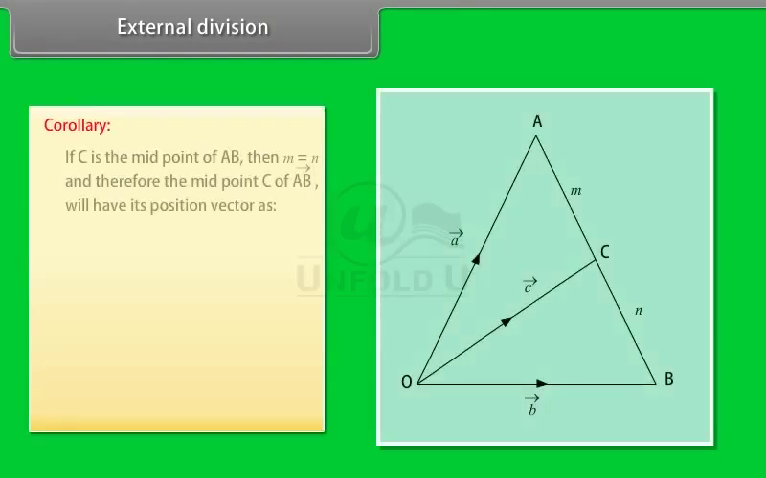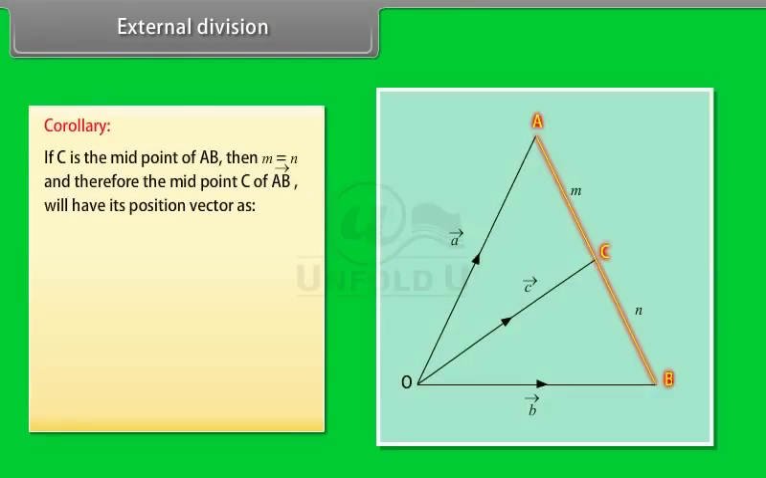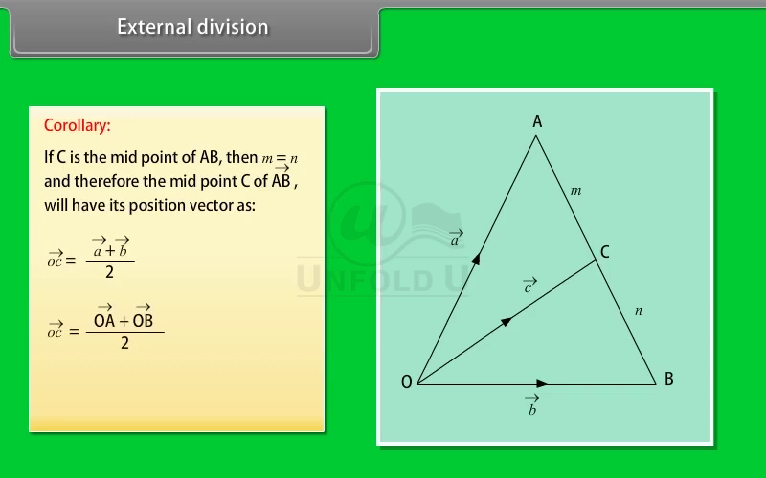Corollary: if C is the midpoint of AB, then m equals n, and therefore the midpoint C of vector AB will have its position vector as given below. Vector OC equals (vector A plus vector B) by 2. Vector OC equals (vector OA plus vector OB) by 2. Vector OA plus vector OB equals 2 vector OC.